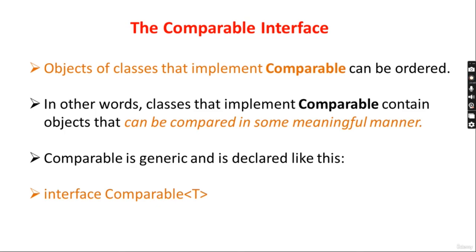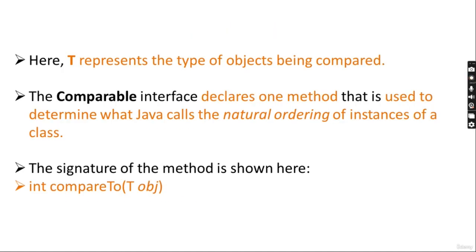Then the Comparable interface. Objects of classes that implement Comparable can be ordered. That means classes that implement the Comparable interface contain objects that can be compared in some meaningful manner. So whatever classes implement the Comparable interface, the objects of those classes can be compared in some meaningful manner. Comparable is generic, and we will see this like interface Comparable<T>. T can be replaced by any particular type. Here T represents the type of objects being compared.